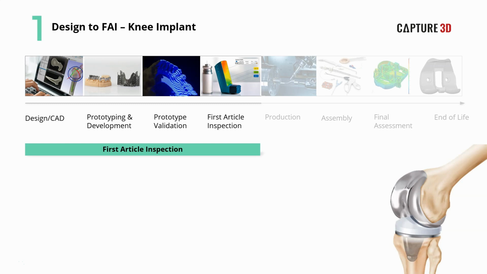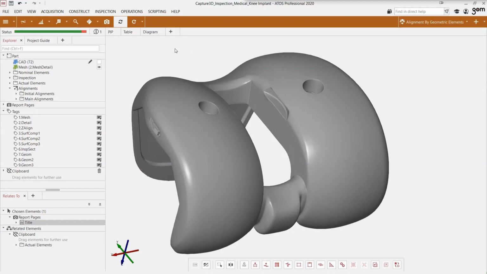Hey Garrett, do we have the femoral knee ready to show? Sure thing. I've got it right here. In this project, we'll be looking at a typical inspection program as well as a report output. Let's start by looking at the mesh in its detail.